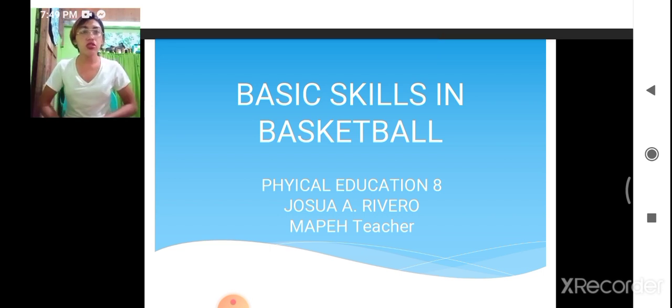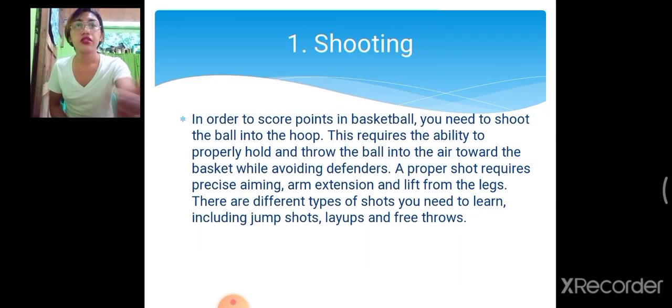Okay. So, now, our topic is all about the basic skills in basketball. So, do you have any idea what are the 4 types of basic skills in basketball? Yes, Diane? Okay. So, very good. Our 4 skills in basketball are the following: shooting, dribbling, passing, and rebounding. Okay. So, what is shooting? In order to score in basketball, you need to shoot the ball into the hoop. This requires the ability to properly hold and throw the ball into the air toward the basket while avoiding defenders. A proper shot requires precise aiming, arm extension, and lift from the legs. There are different types of shots you need to learn, including jump shot, layup, and free throws.